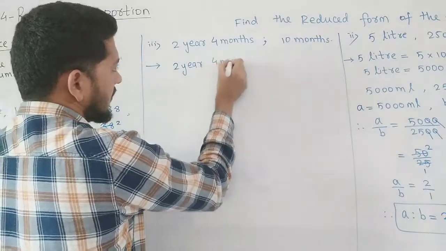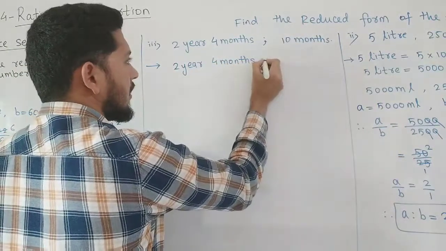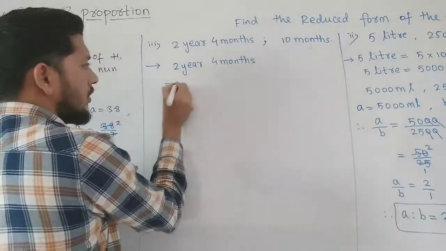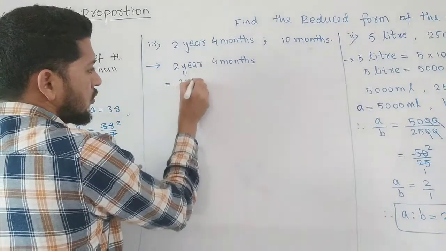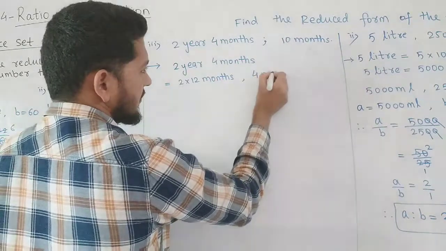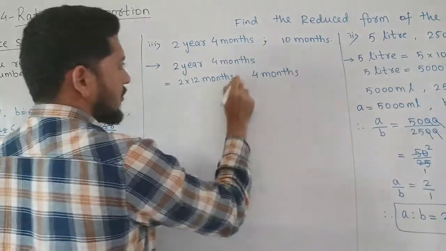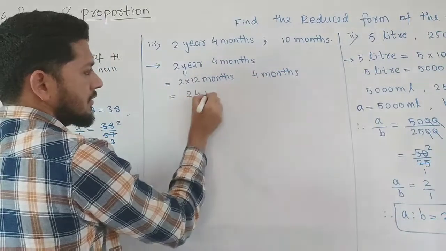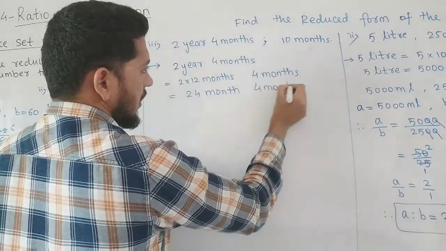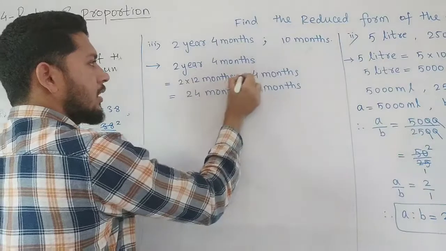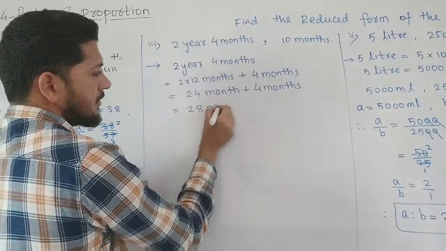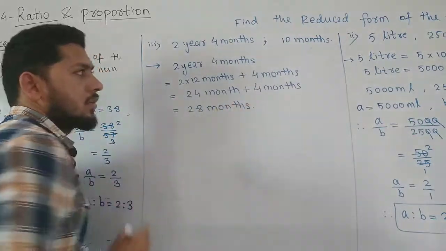4 month. Okay, is equal to 2 year means how many? 2 into 12 months, comma 4 months. इसके बाद में 12 to 24 months and 4 months. अब दोनों को क्या करेंगे हम लोग? प्लस करेंगे. 2 into 12 plus 4 months, तो 24 plus 4 months, 24 plus 4 is 28 months. तो कन्वर्ट हो गया ये.